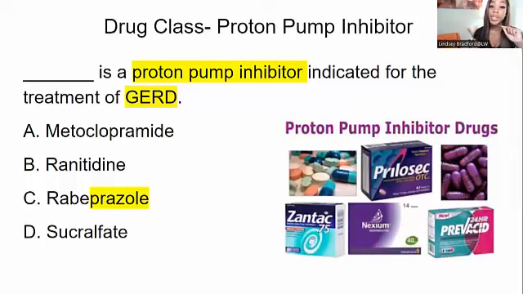Now we're going to talk about drug class. This is going to be on your test, so write this down. This slide right here is pretty important.